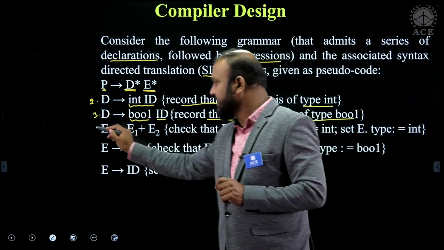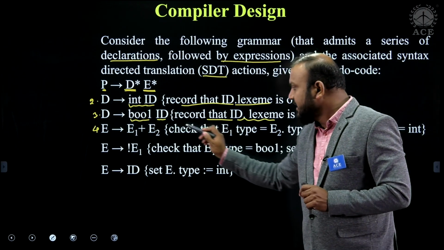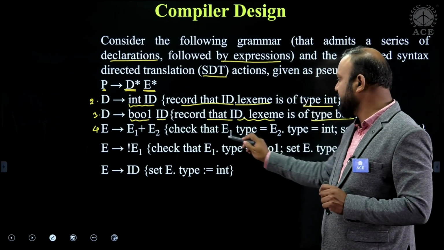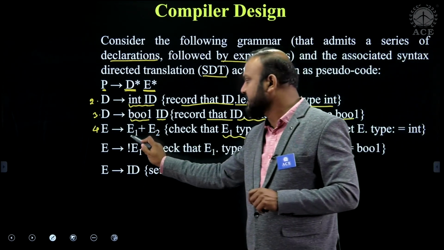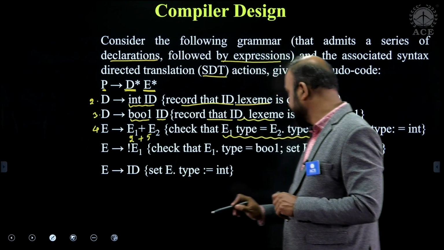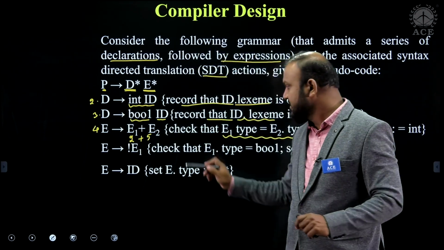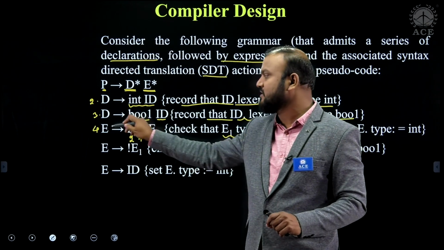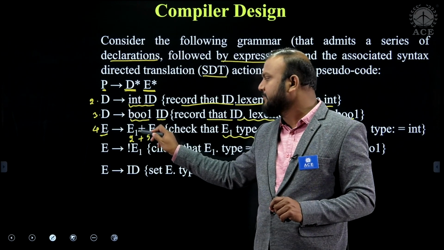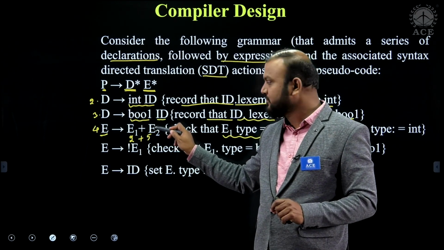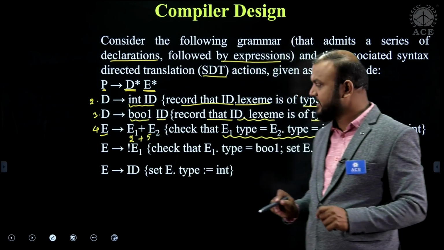Next, the fourth production rule, E tends to E1 plus E2. Here it is checking the type of E1 and type of E2. If both are of integer type, say 2 plus 5, both are integer type, then it is going to set E type equal to integer. It means this 2 plus 5, which equals 7, is also an integer type. So it checks the type of E1 and type of E2 for integer type, and if both are integer, the result type is also integer.